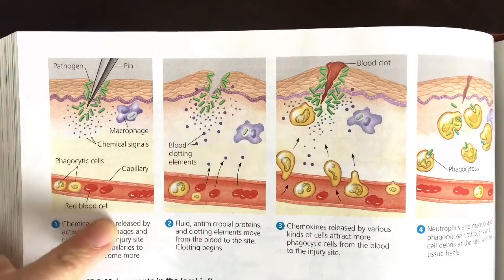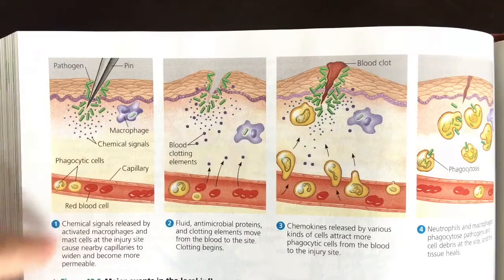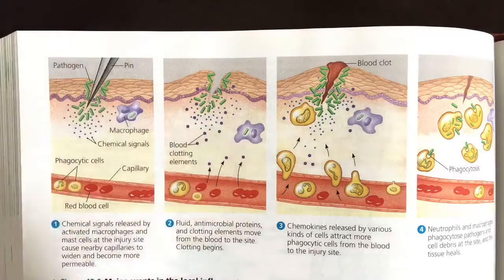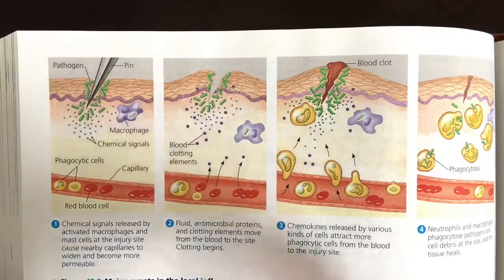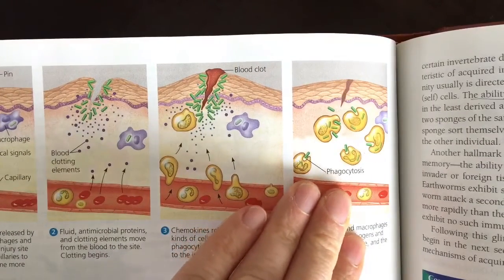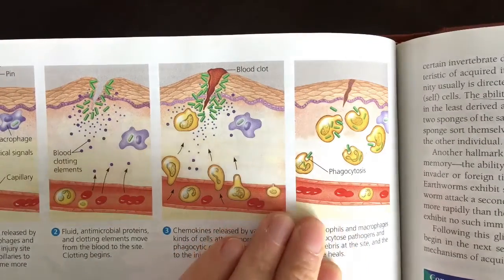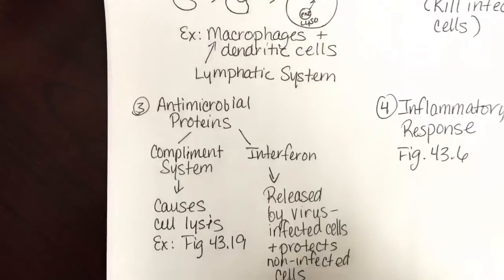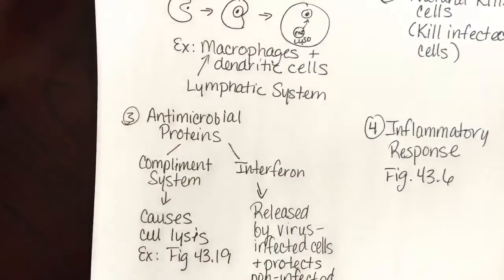So read up on that, the role of histamine, and how the blood vessels dilate, become leaky, the clotting elements go, and the phagocytic cells go from the blood to be able to take in the pathogen through phagocytosis. So be familiar with the inflammatory response. And so all of those are non-specific. So all of that is the innate immunity.